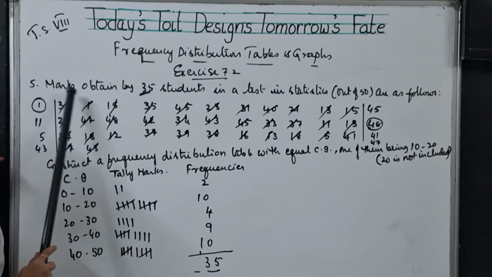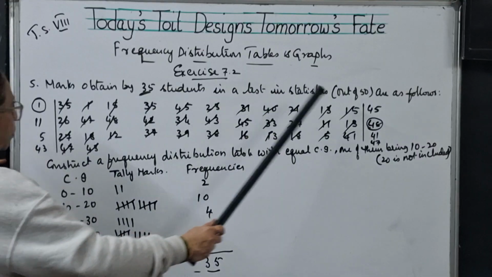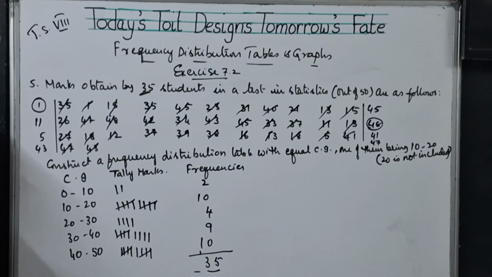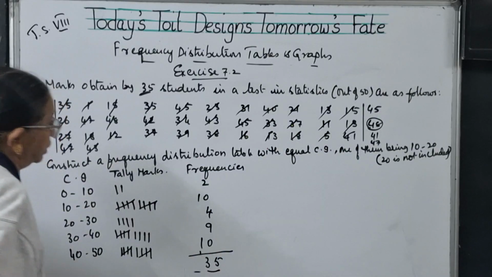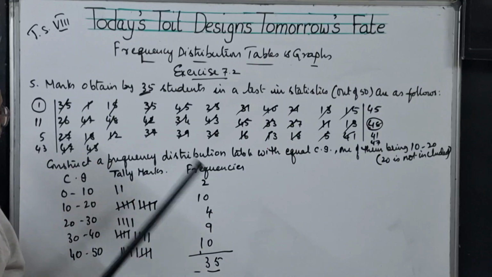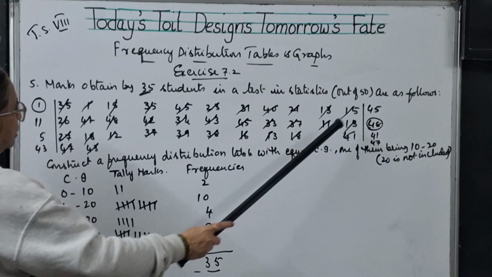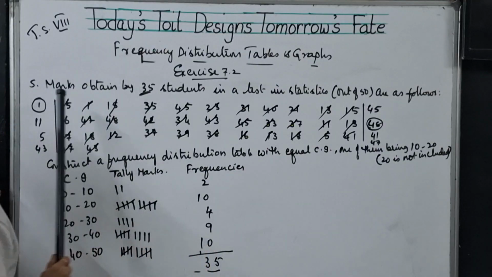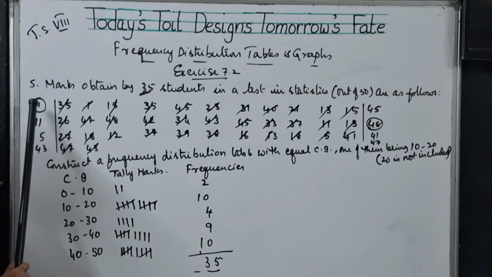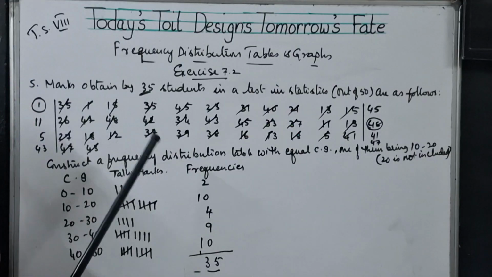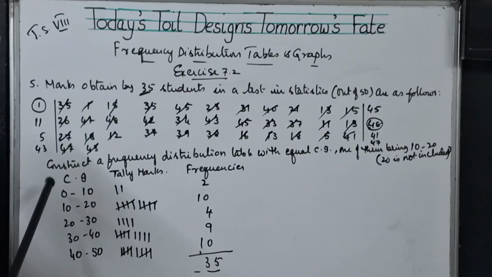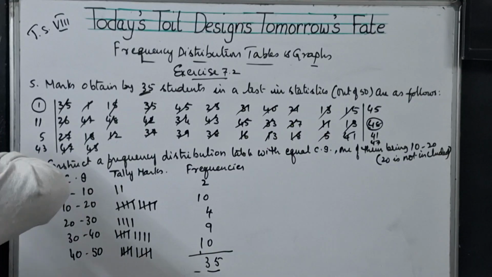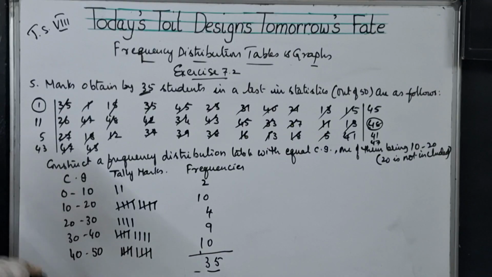Once again, children: marks obtained by 35 students, raw data is given. You need to construct a frequency distribution table which has class intervals like 10 to 20. So first let us find out what is the least value and what is the greatest value. In every line, I have written least and greatest so that I can understand from which number to which number I should write class intervals.